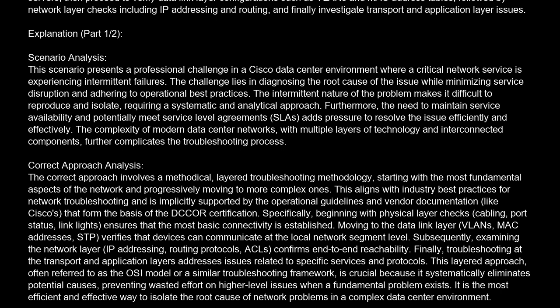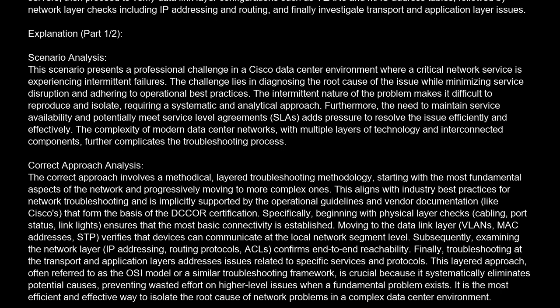This layered approach, often referred to as the OSI model or a similar troubleshooting framework, is crucial because it systematically eliminates potential causes, preventing wasted effort on higher-level issues when a fundamental problem exists. It is the most efficient and effective way to isolate the root cause of network problems in a complex data center environment. Incorrect approaches analysis.